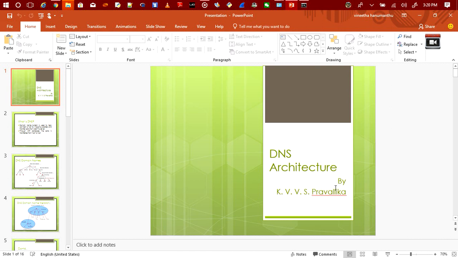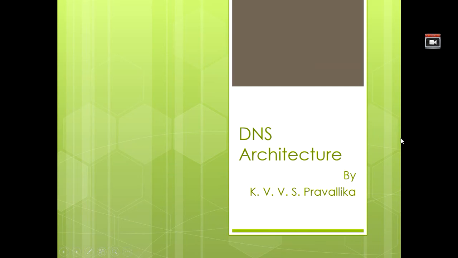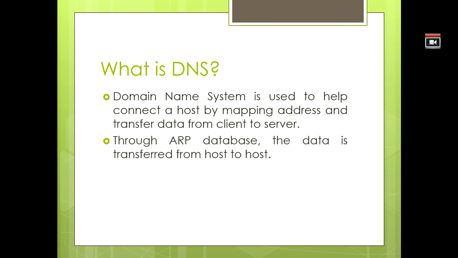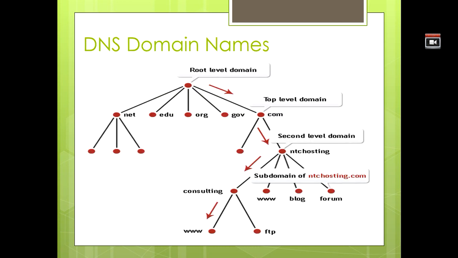And coming to my presentation, I'm going to tell you about DNS architecture. DNS is nothing but the domain name system. It helps us in connecting with a host by mapping an address that is transferred from one client to another client. Mapping an address means using the ARP database, that is Address Resolution Protocol. The data is transferred from one router to another router.